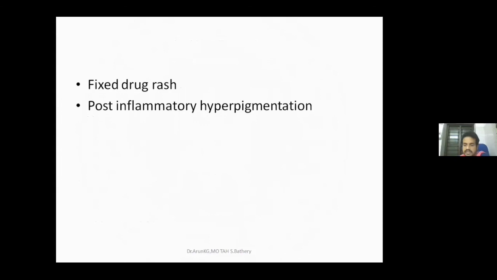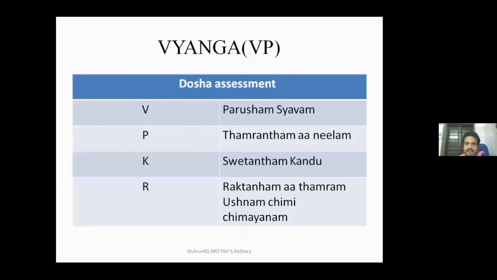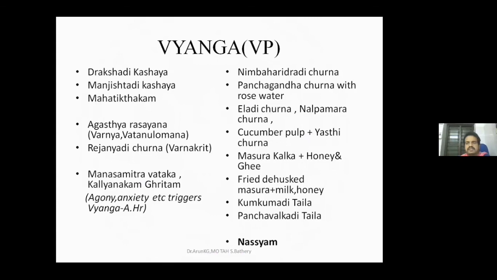Then, post-inflammatory hyperpigmentation. And in our classics, criteria are mentioned. Mostly considering it as a Raktapradhana disease, Drashadi, Manjishtadi, like that are beneficial. Regional Churnam, Arka Taila, like that also we can give. And some yogas for external application are also mentioned in this slide.